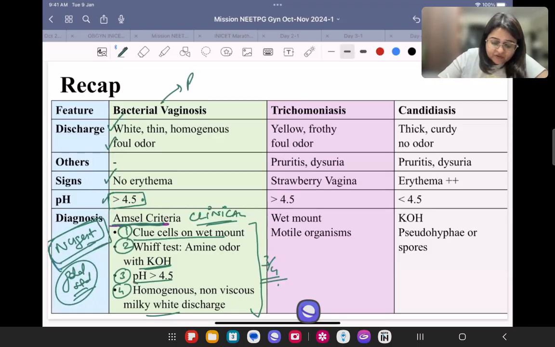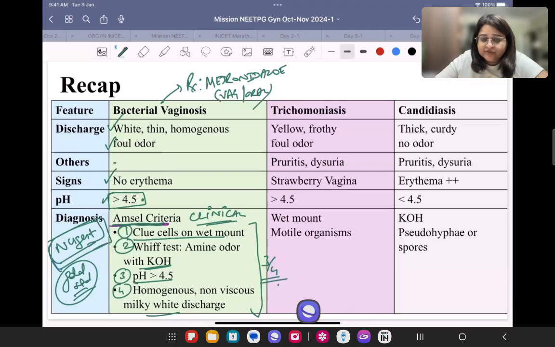Just add here, the treatment is not mentioned. Here you're going to give the patient metronidazole. Metronidazole is given either as a vaginal tablet or an oral tablet. That is the treatment of choice.